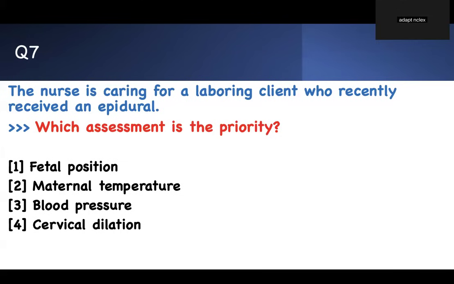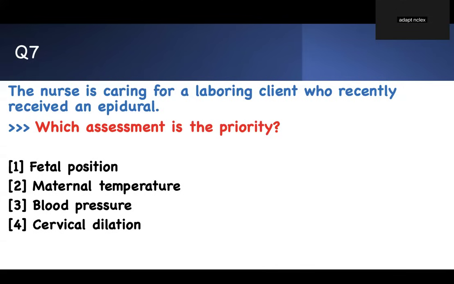Step back. Ask yourself, what is the buzzword? Epidural. What is used for? For pain. Where do we put it? In the epidural space. What effect is going to have on you? Maxed your sympathetic nervous system in that level, and therefore you have what? Hypotension. That's all. Therefore, what should be your priority?